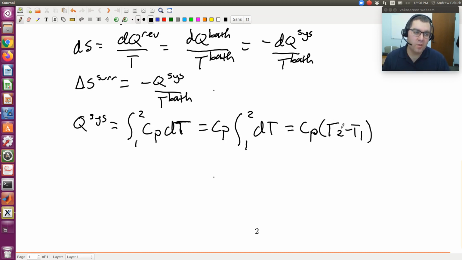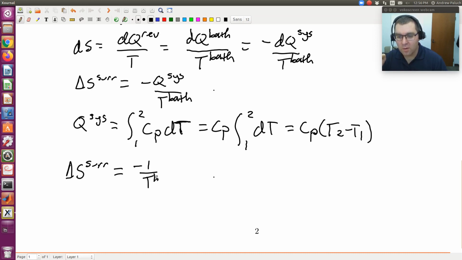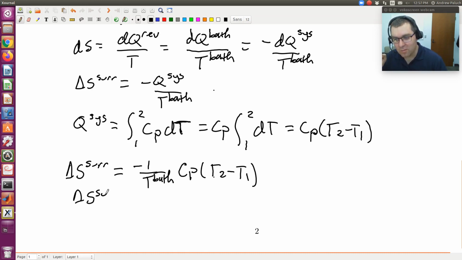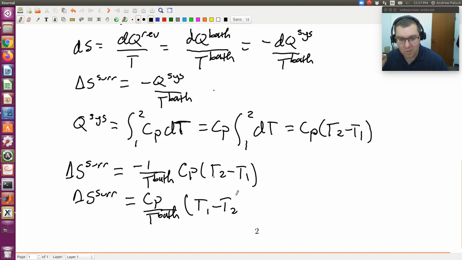Now in theory here, you could use degrees C, since the difference in degrees C is the same as the difference in Kelvin. So then plugging it in, delta S of my surroundings will be equal to negative 1 over T bath times Cp times T2 minus T1, or I'm going to write it as delta S of my surroundings equal to Cp over T bath, and I'll use that negative sign just to switch the order here, T1 minus T2.